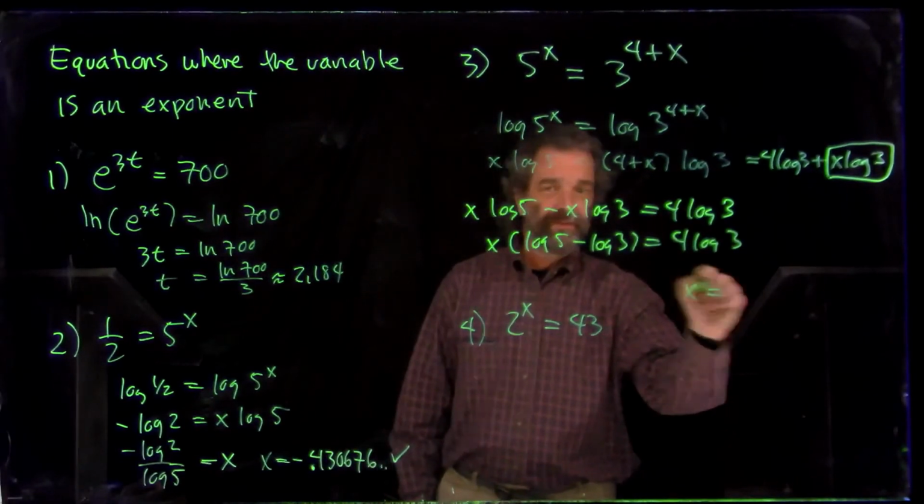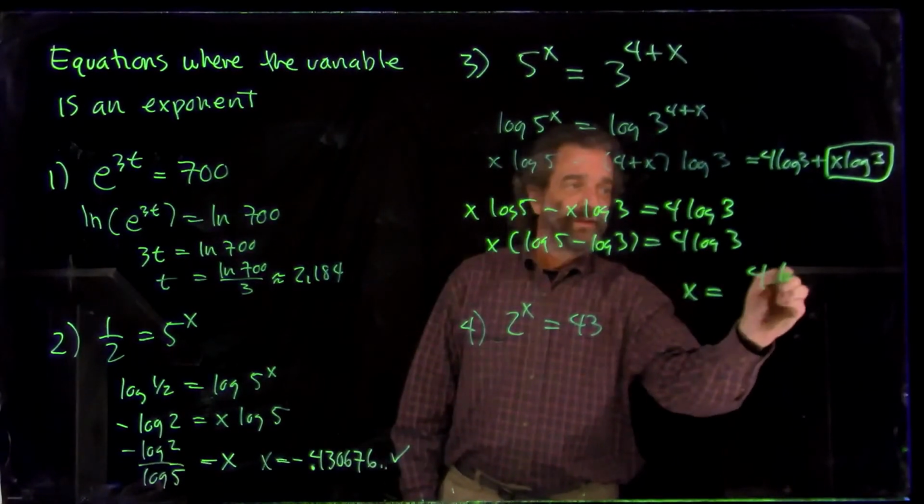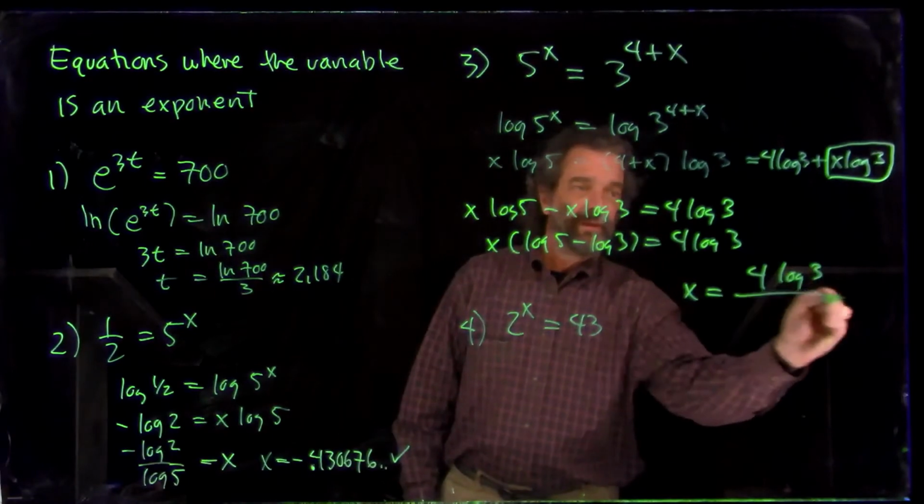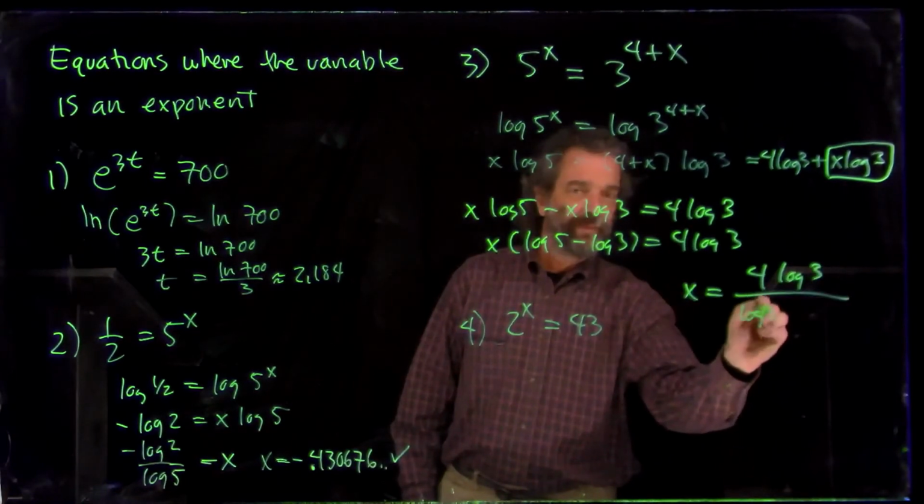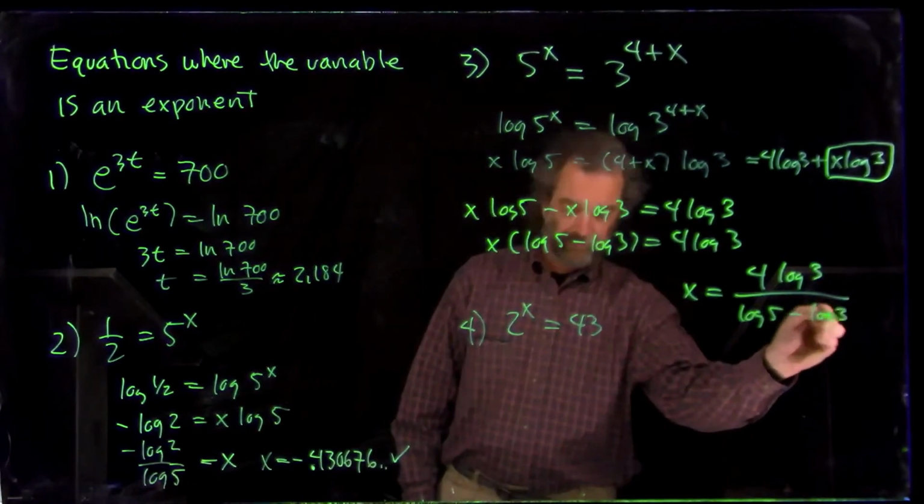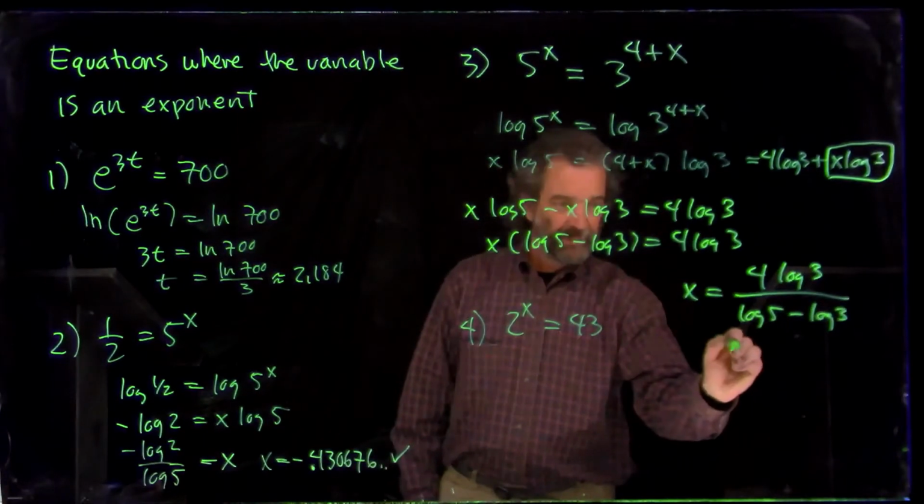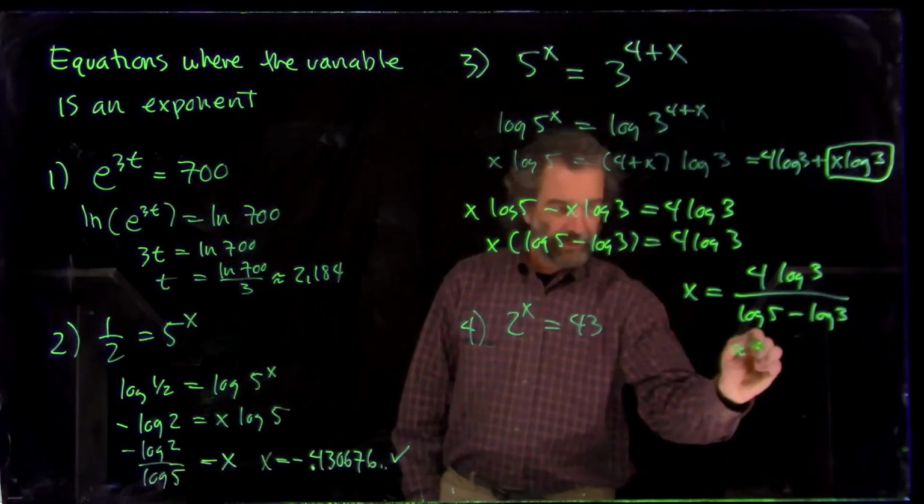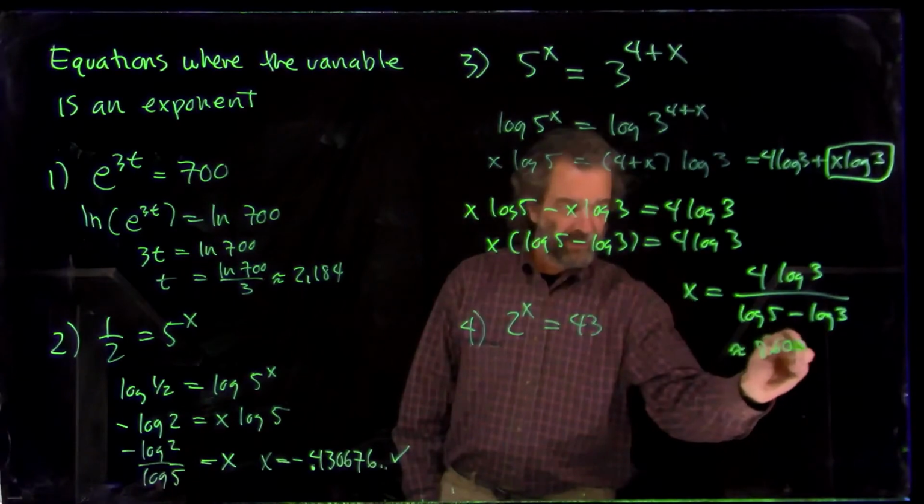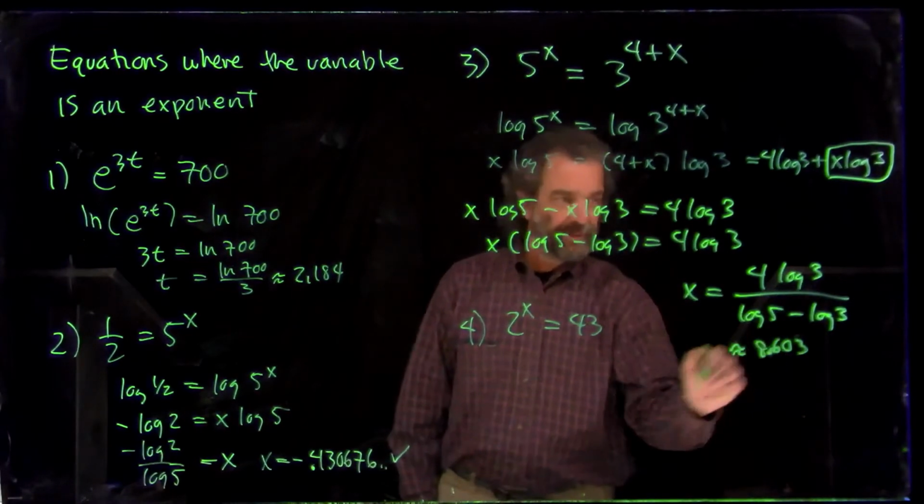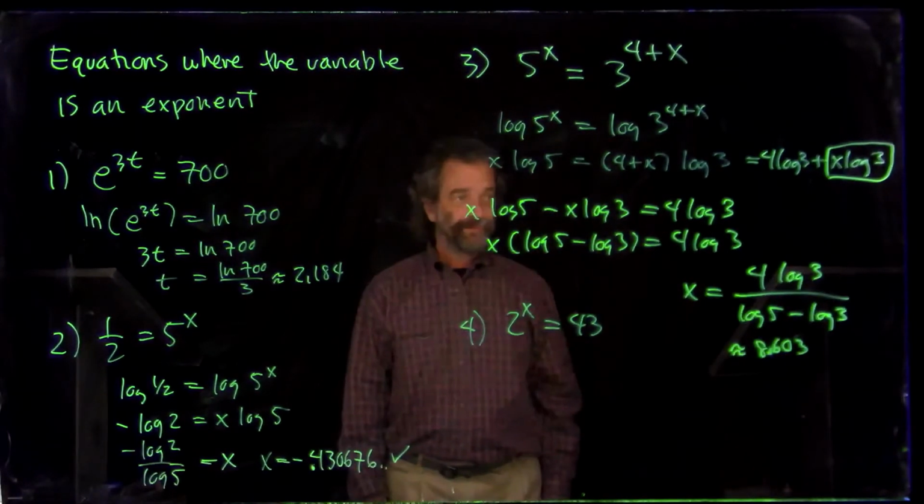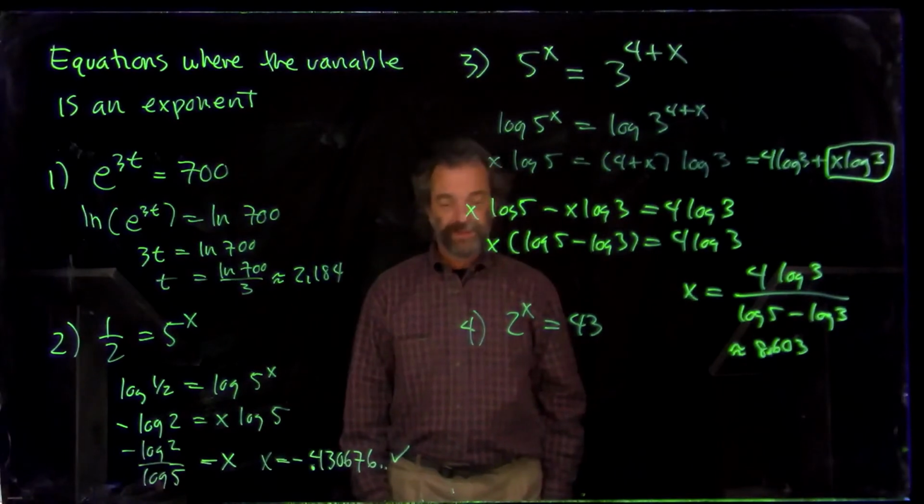And then we can solve for x. x is 4 log 3 over (log 5 minus log 3). And then put that in our calculator. 8.603. Be careful of the parentheses you need around the whole denominator, not to mention other parentheses that might be around.